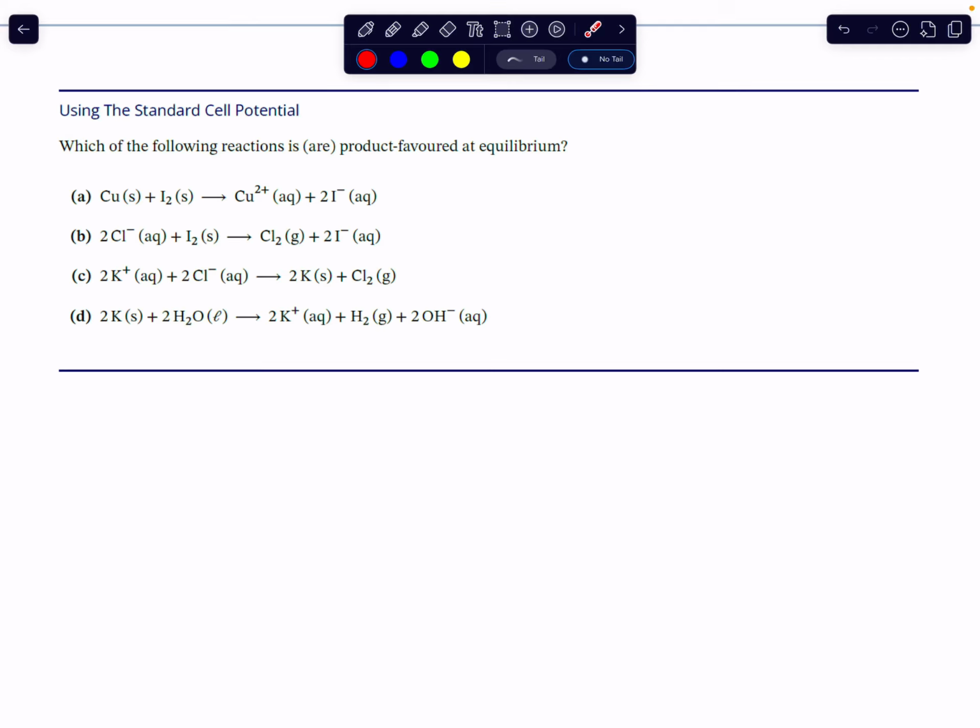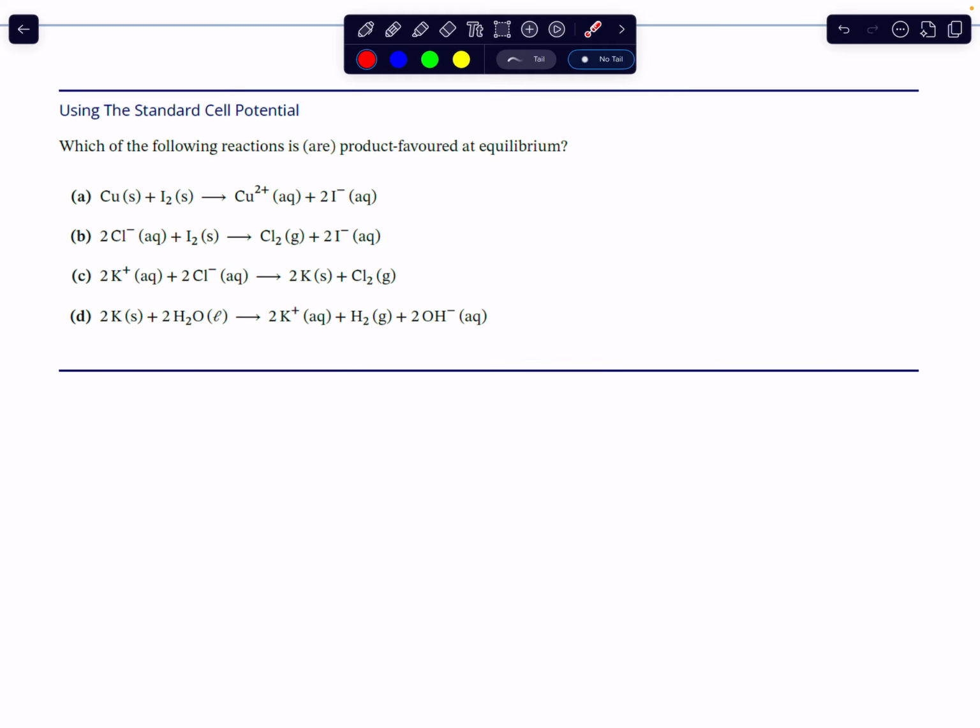Hello everyone, so in this video I want to look at how we can use the standard cell potential to determine whether or not a reaction, or a redox reaction, will be product favored at equilibrium. So I've got a couple of reactions here for us to look at and determine whether or not they will be product or reactant favored at equilibrium as written.